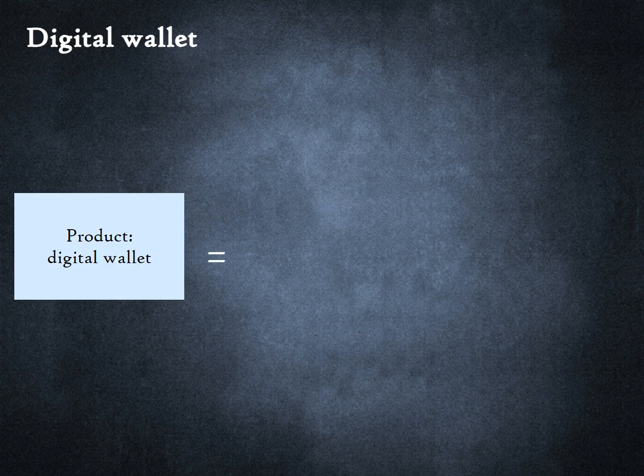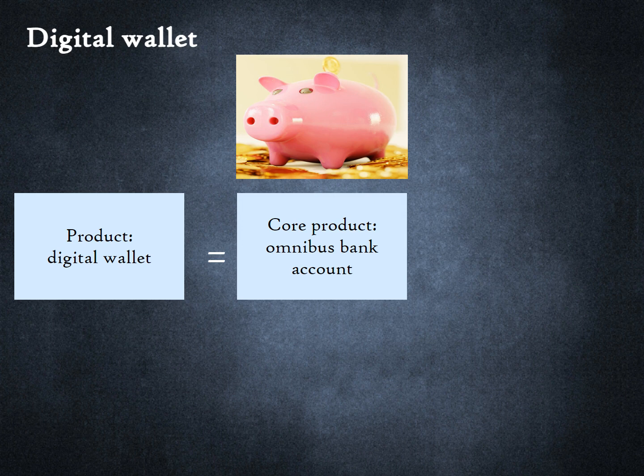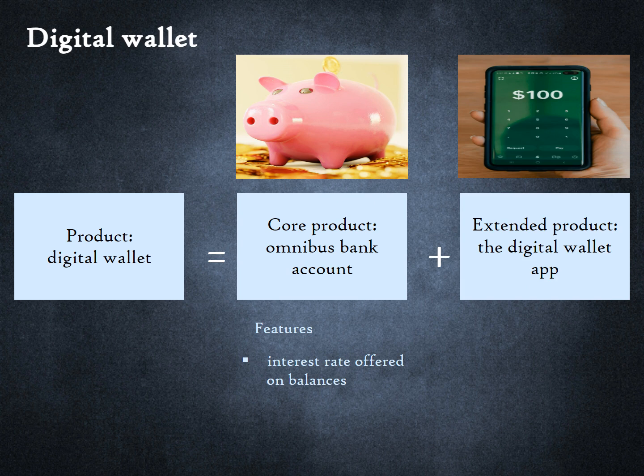Consider a digital wallet provider that allows you to store money. Underneath the digital wallet app is an omnibus bank account that contains the funds of all digital wallet users. The wallet provider maintains this omnibus account with a third-party bank. Your balance displayed on the wallet app is simply your share of the funds in this omnibus bank account. The bank account is the core product, one feature of which is the interest rate that the wallet provider may or may not share with you. The app is the extended product.